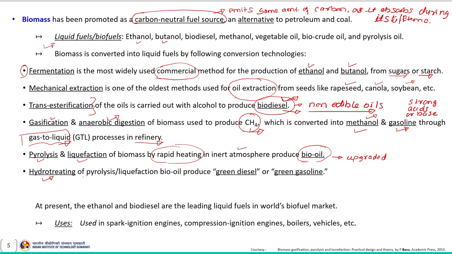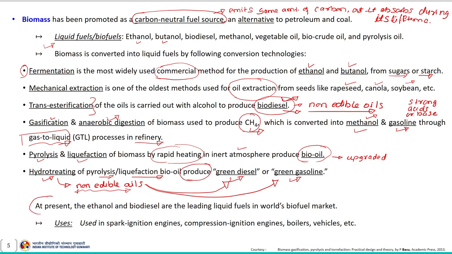So in this process, the pyrolysis or liquefaction oil, as we just discussed before, can be converted into a green diesel or green gasoline. Apart from that, the hydrotreating of non-edible oils can also produce green diesel and green gasoline as a product, and this is also one of the most popular and upcoming technologies to produce green diesel and green gasoline.